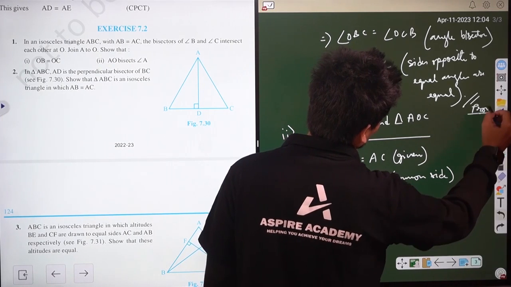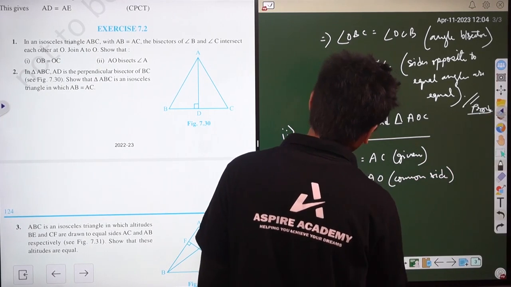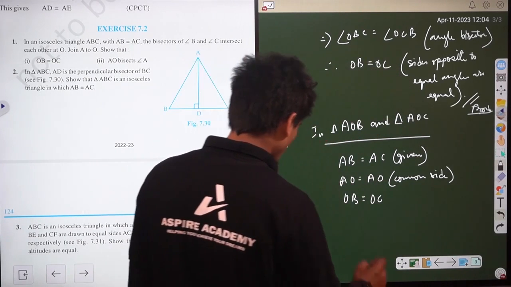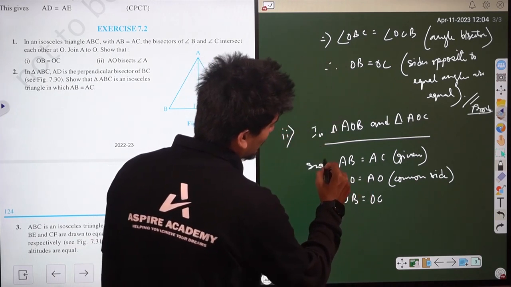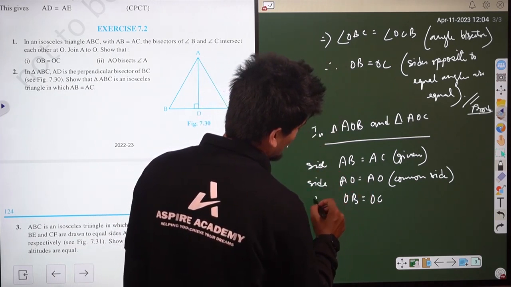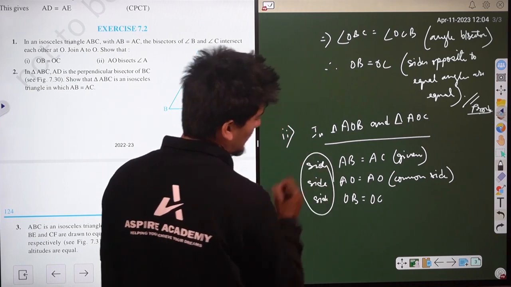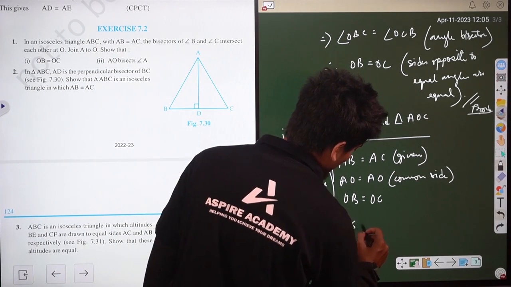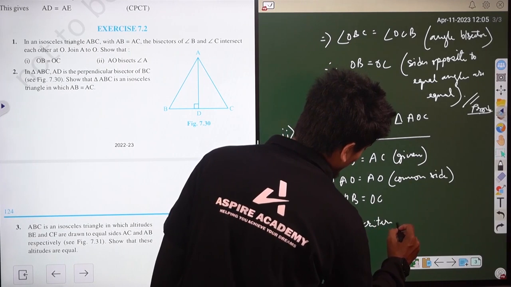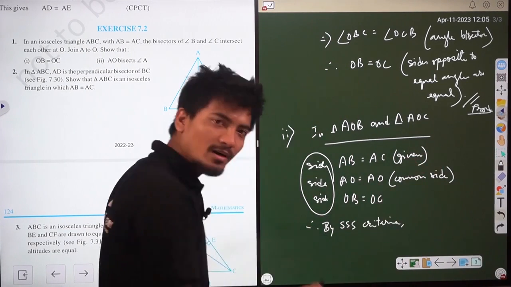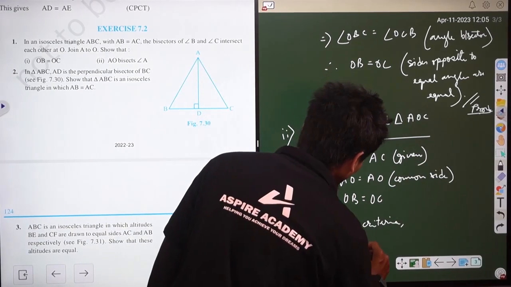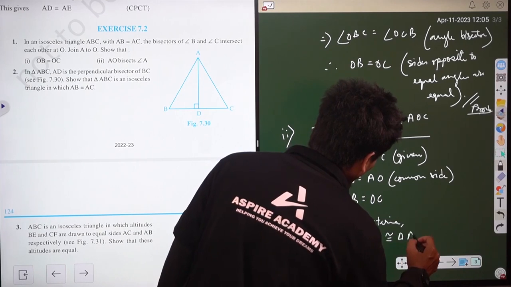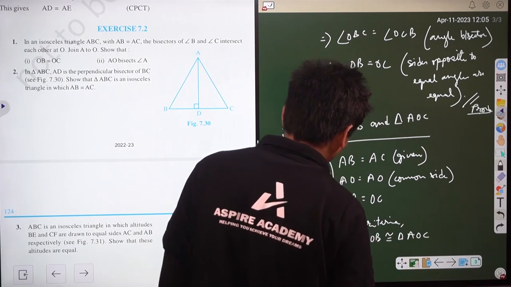So we can write OB is equal to OC. This is side, and this is also side, and AO is also a side. That means side criteria. Therefore, by side criteria, these two triangles are congruent. Triangle AOB is congruent to triangle AOC.